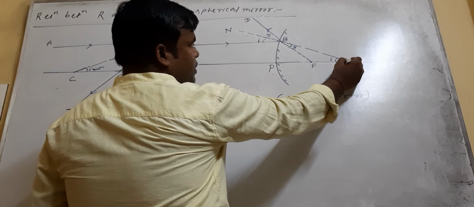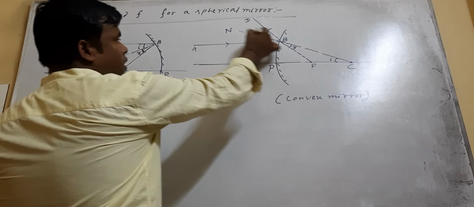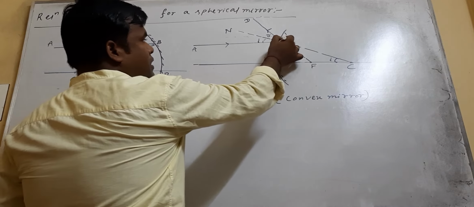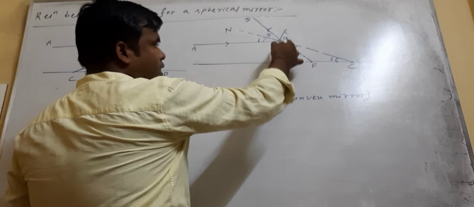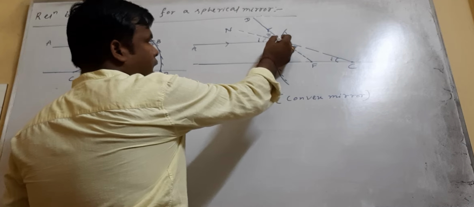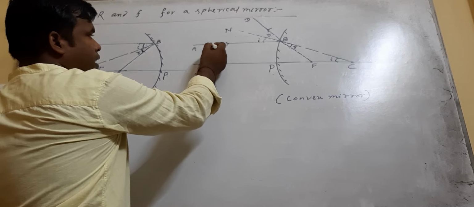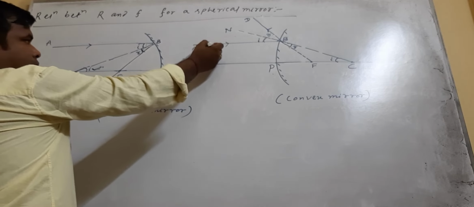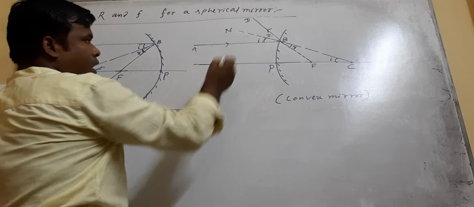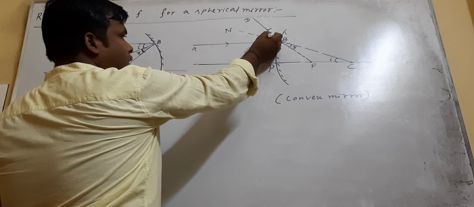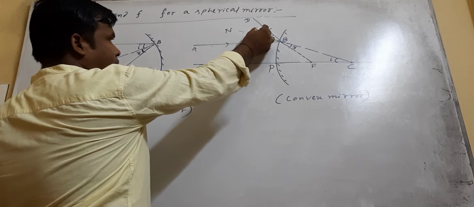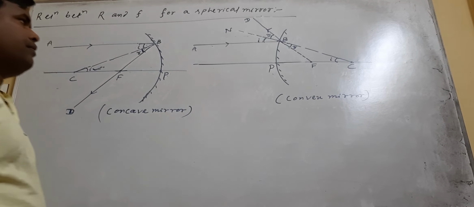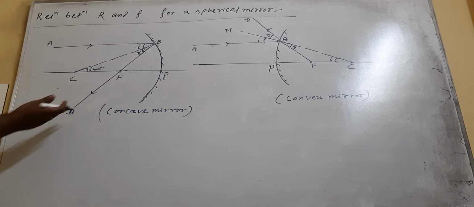Similarly, there is the center of curvature. You join BC, and as discussed, BC is the radius and it will be normal to this convex mirror at this point. So this is the incident ray and this is the normal. The angle made by the incident ray with the normal is the angle of incidence. Similarly, the angle made by the reflected ray with the normal is the angle of reflection. So now you come to this figure.